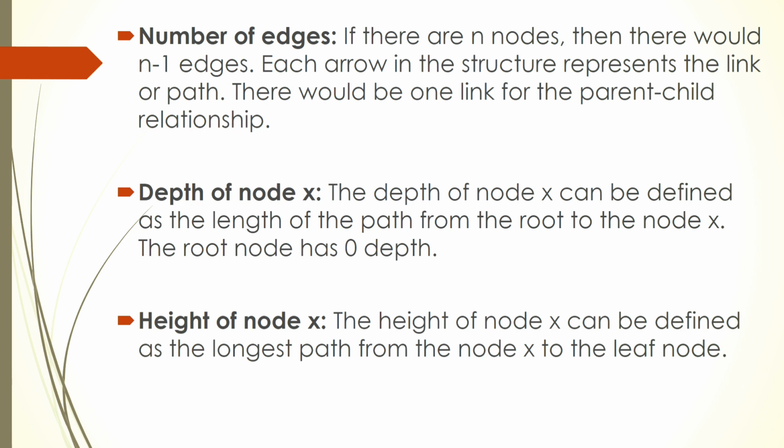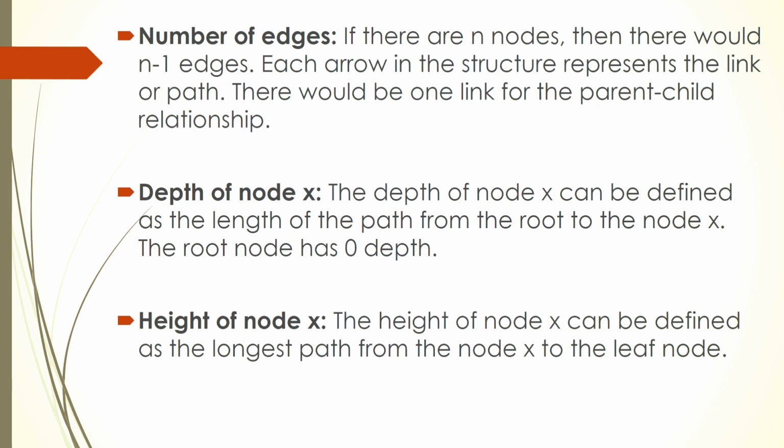Then the depth of node X. The depth of node X can be defined as the length of the path from the root to the node X. One edge contributes one unit length in the path, so the depth of the node X can also be defined as the number of edges between the root node and the node X. The root node has 0 depth. Then comes the height of node. The height of node X can be defined as the longest path from the node X to the leaf node.